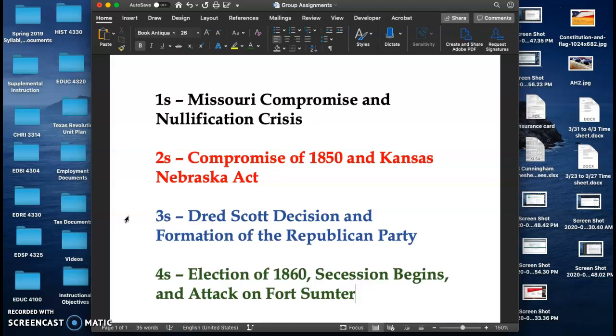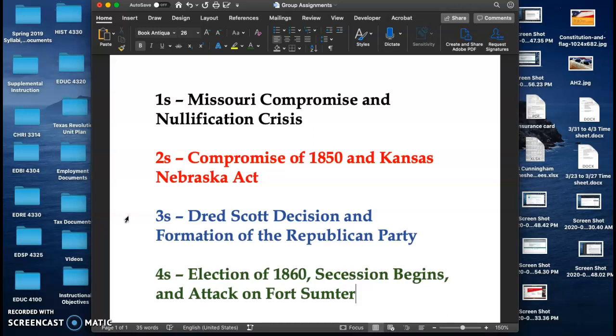So by yourselves right now, you're going to read through the links that I provided for you, and on the blank sheet of paper, just make notes of that. Right now, all you're doing is just making notes. You're not writing anything on that graphic organizer yet. You're just using that to get the link so you can read about the event that I assigned to you.